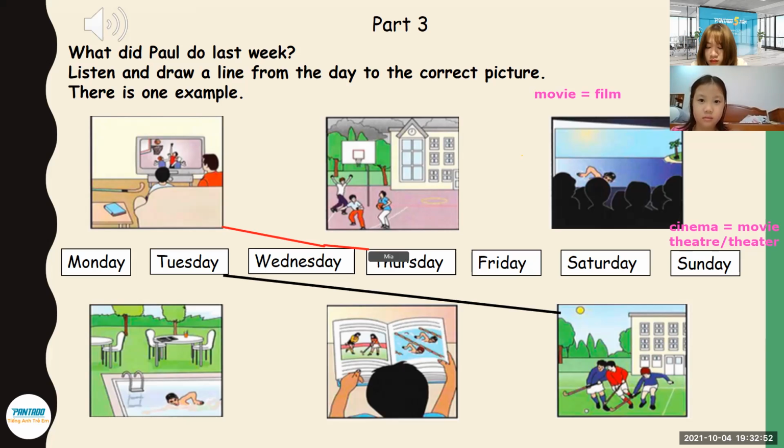2. I sometimes go swimming on Friday, but not last week. It was my friend's birthday. Oh, what did you do? We went to the cinema to see a film about someone who lived on an island.